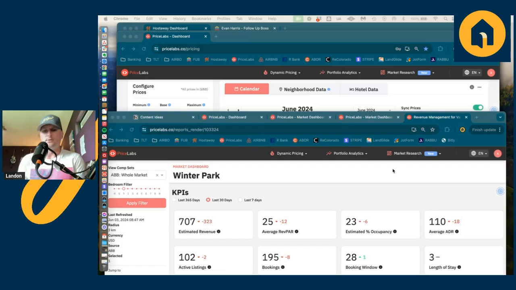I think there's a floor on how much you actually want to lower your prices to, but in those off seasons, you can really start to see how your occupancy can drive that RevPAR, which is the ultimate indicator of how your property is performing. So right now we have a one-bedroom condo in Winter Park, and for the last 30 days, the estimated revenue was $707. The average RevPAR was $25 a night, and the average occupancy was 23%.